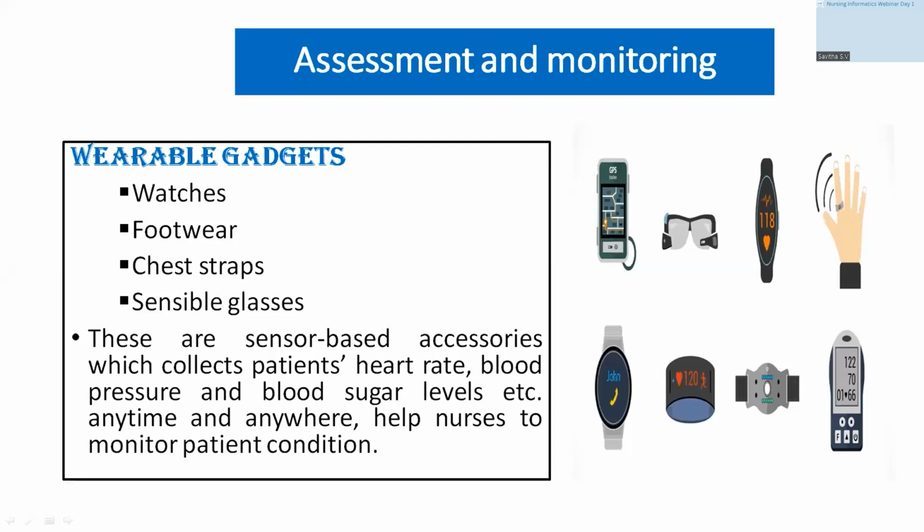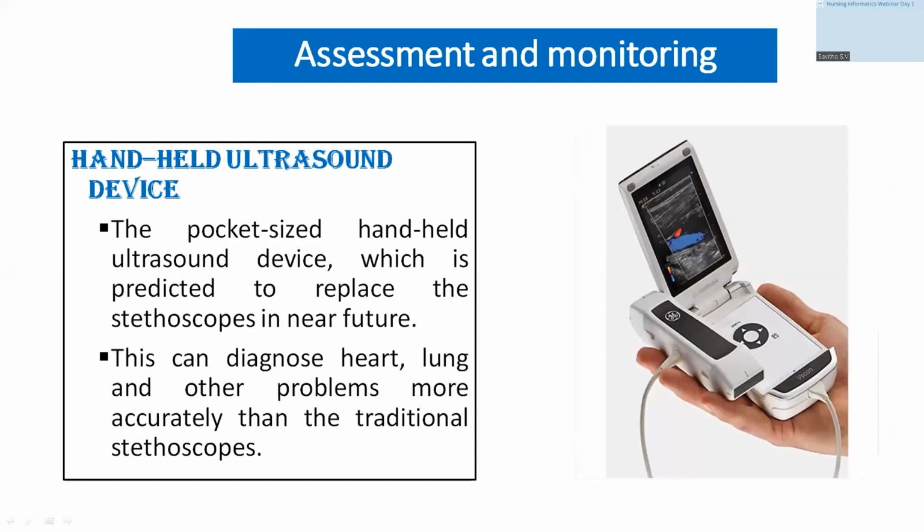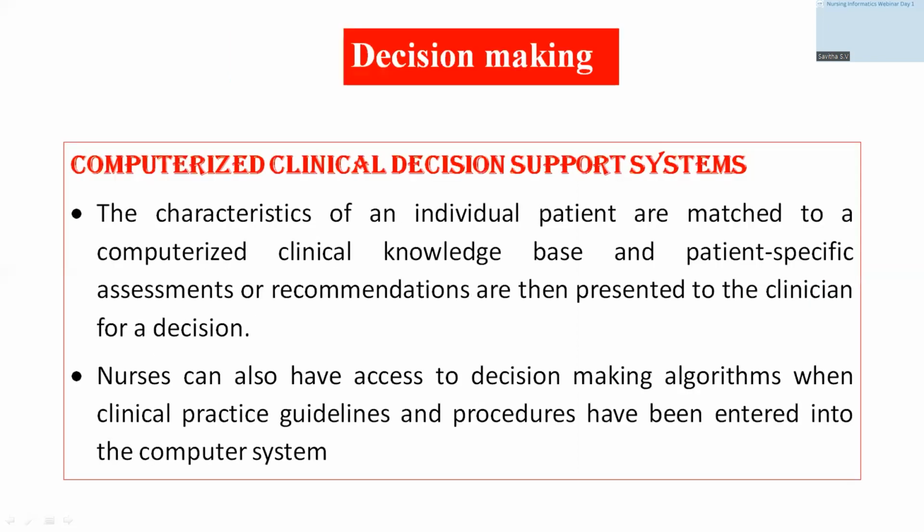The thing is, we can have watches, footwear, chest straps, sensor glasses. These are sensor-based accessories which collect the patient's heart rate, blood pressure, blood sugar level, etc. anytime, anywhere. These all help the nurses to monitor the patient's condition. Then nowadays we also see handheld ultrasound devices. In the future, these handheld ultrasound devices will replace the stethoscope. With them, we can diagnose heart function, lung function, and other problems more accurately than with the traditional stethoscope method.